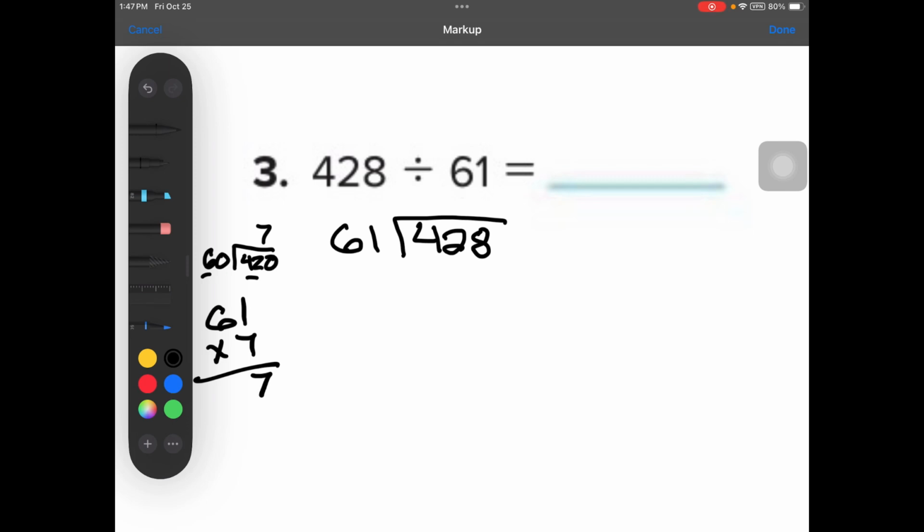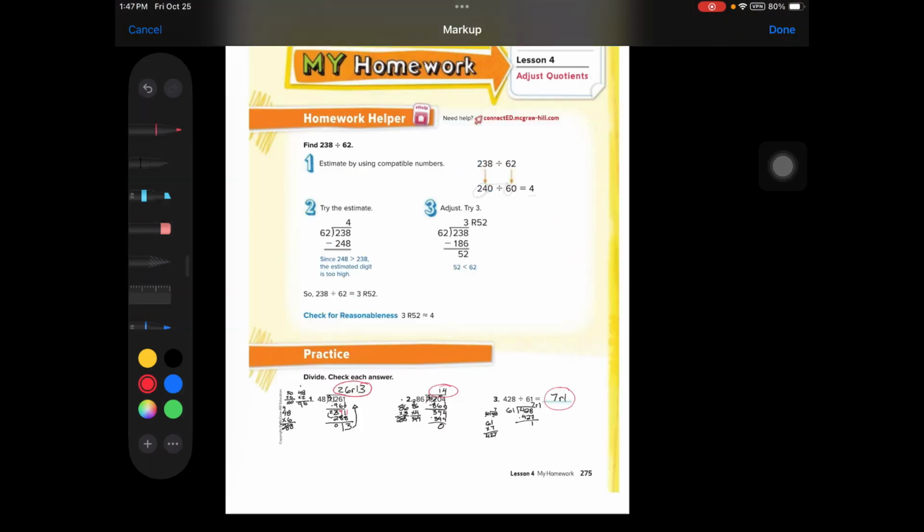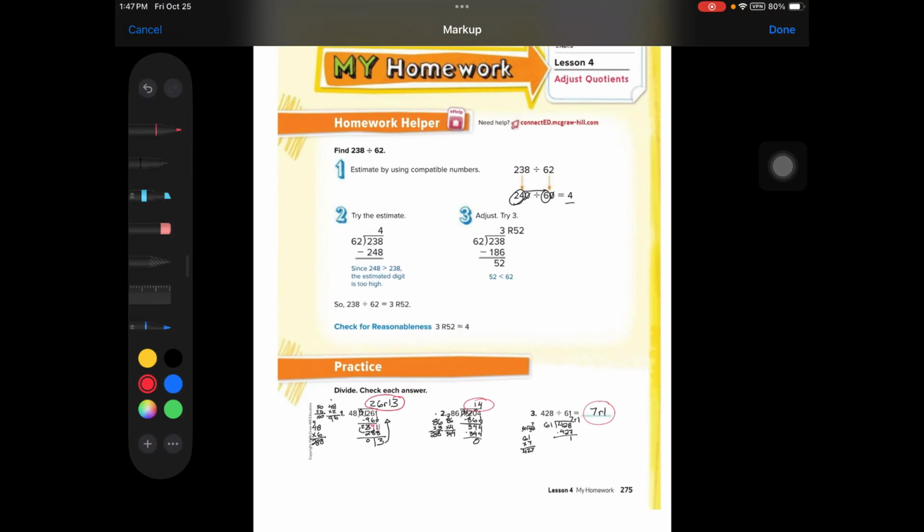7 times 1 is 7. 7 times 6 is 42. Not bad. We'll take it. Okay, let's see what we got. 7. I have to put the 7 clear over here because I used all of those numbers. 427. And there's only 1 left over. Oh, that's aggravating. All right, 7 remainder 1 is our answer. Make sure you circle it so I can find it quickly. That is what your paper should look like. Please make sure you're neat and tidy and that your name is on your paper.